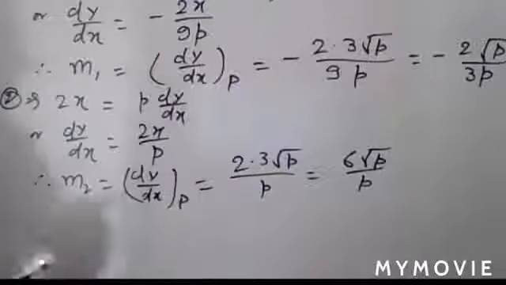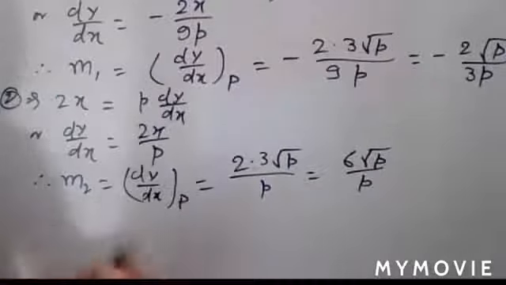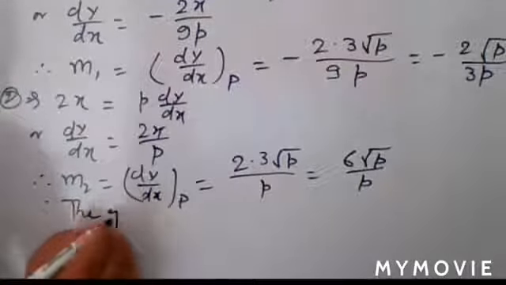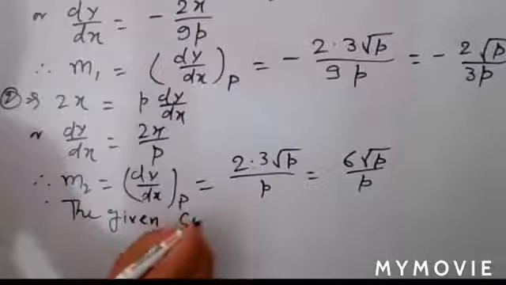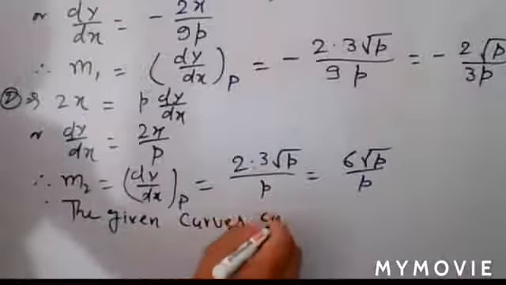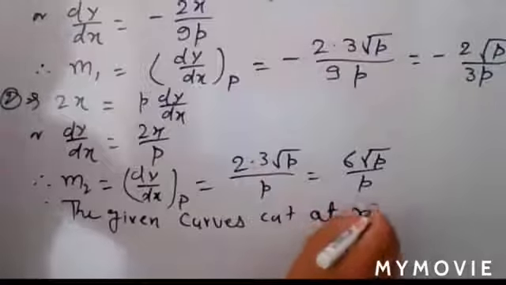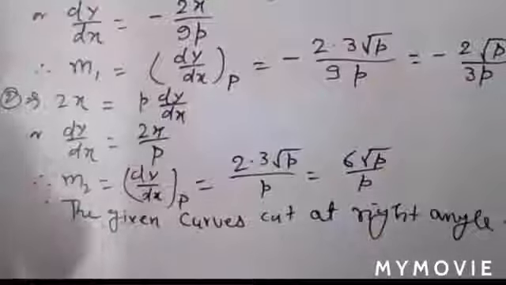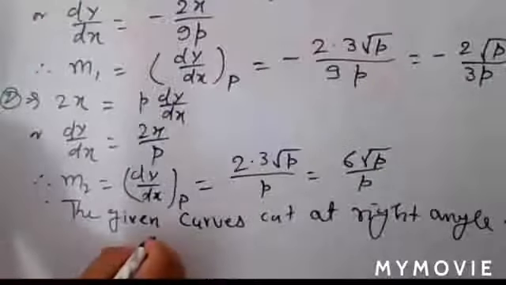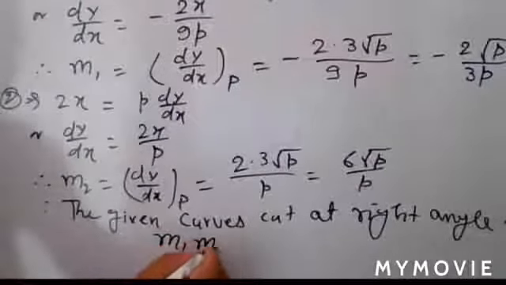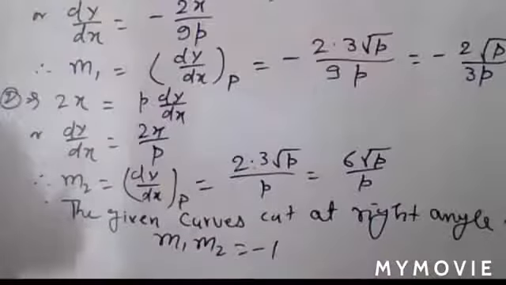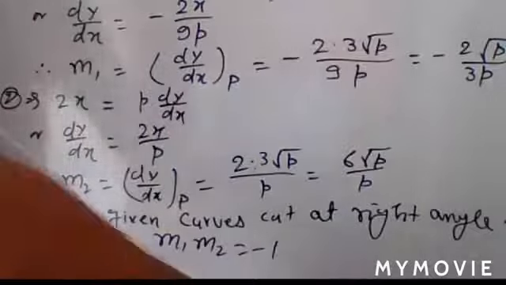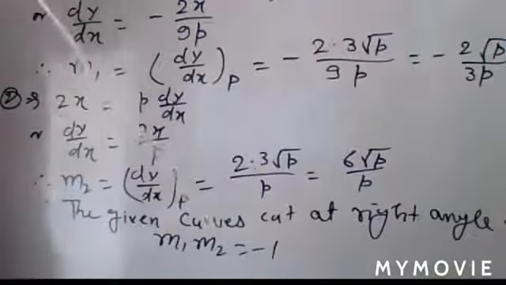Now what is given? The given two curves intersect at right angle. So you write, since the given curves cut at right angle, m1 m2 is equal to minus 1. m1 into m2 is equal to minus 1. Okay, now putting the values of m1 and m2, try to find the value of p.